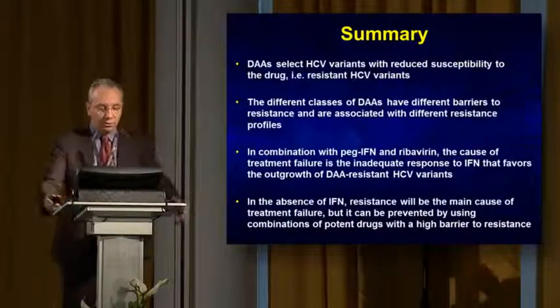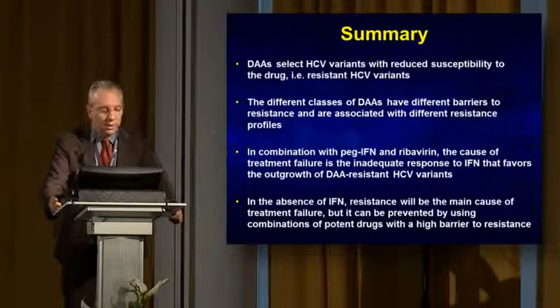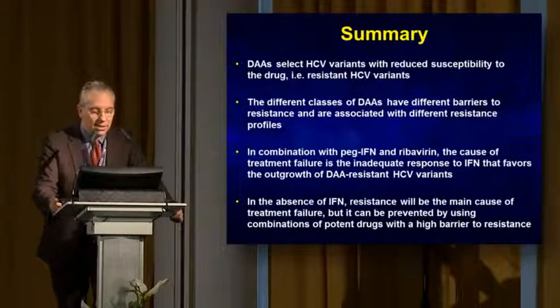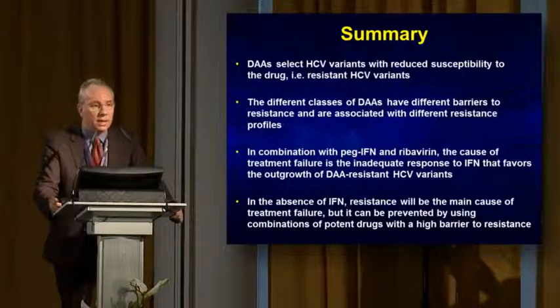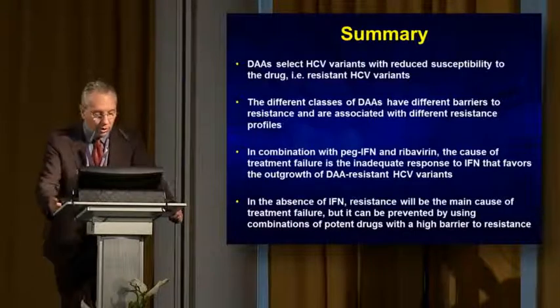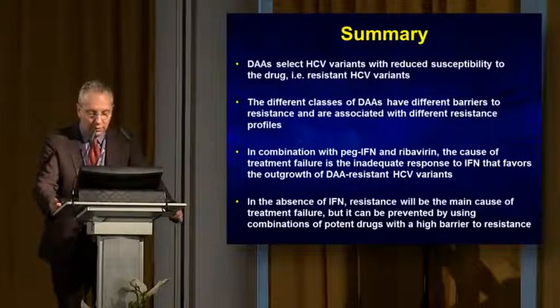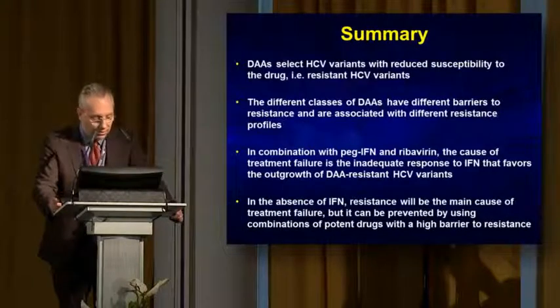So this brings me to my conclusion, and as you hopefully understood, DAAs select HCV variants with reduced susceptibility to the drug, which we call resistant HCV variants. The different classes of direct-acting antivirals have different barriers to resistance, and they're associated with different resistance profiles, which I've described. In combination with peginterferon and ribavirin, the cause of treatment failure is the inadequate response to interferon that then favors the outgrowth of DAA-resistant HCV variants.